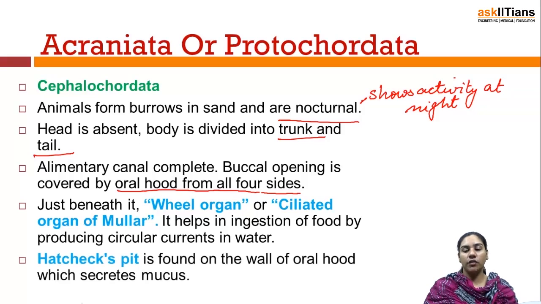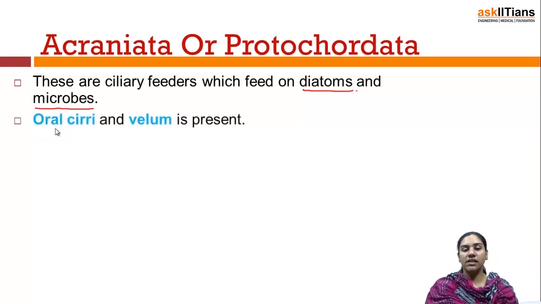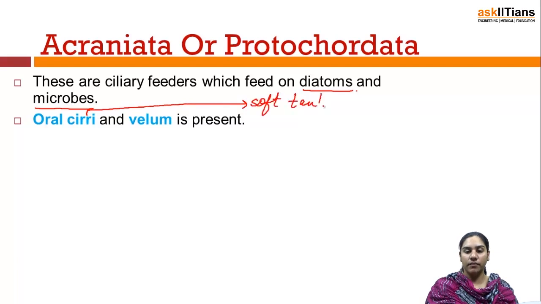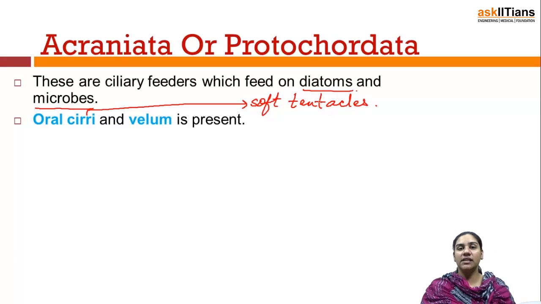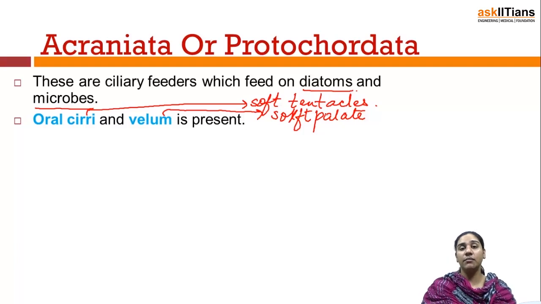Hatschek's pit is found on the wall of the oral hood, and this secretes mucus. These animals are ciliary feeders which feed on diatoms and microbes. Oral cirri or velum is present. Oral cirri are soft tentacle-like structures that are present in front of the mouth. And the velum is the soft palate, a soft tissue that is present at the back of the roof of the mouth.